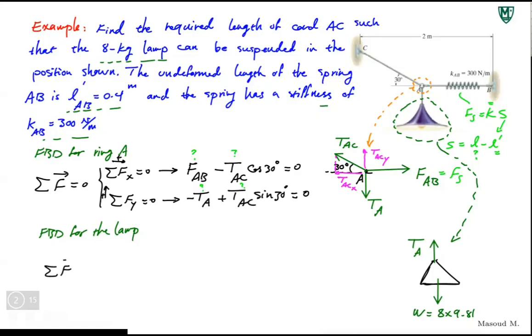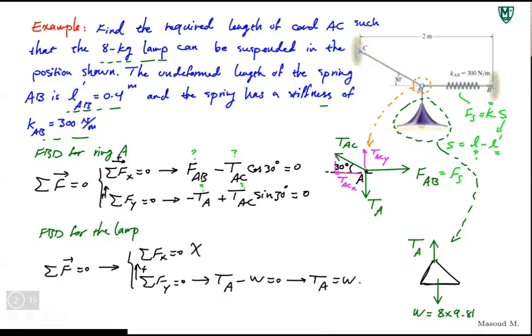For the lamp, summation of forces is equal to 0. Remember, any piece of the system is in equilibrium if the system is in equilibrium. Now, summation of forces is equal to 0 in x direction. Summation of forces is equal to 0 in y direction. There is nothing in x direction, so this equation doesn't give me anything. We have forces in y direction. I'll take upward as positive, and there you go. I'll get TA minus W is equal to 0, meaning that TA is equal to W is equal to 8 times 9.81.